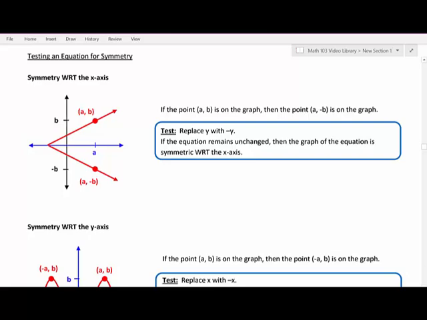So how we're going to test an equation for symmetry with respect to the x-axis is we are going to replace y with negative y. Then we're going to clean it up. If the equation remains unchanged, which means if we get the original equation back, then the graph of the equation is symmetric with respect to the x-axis.